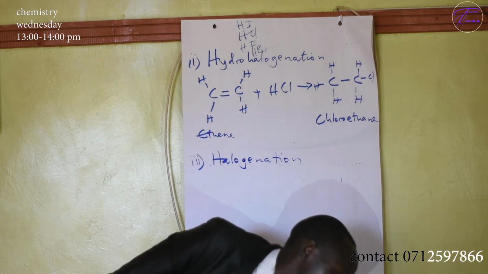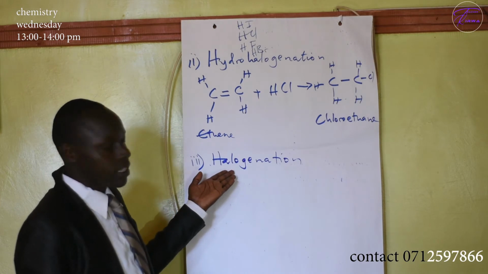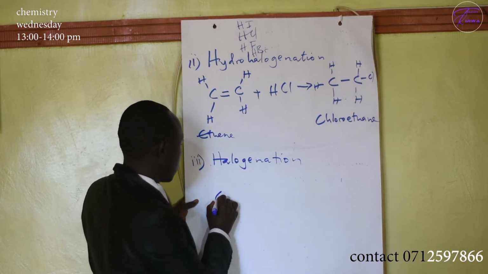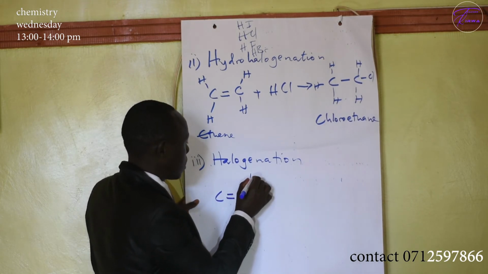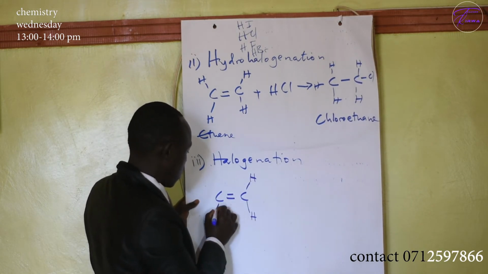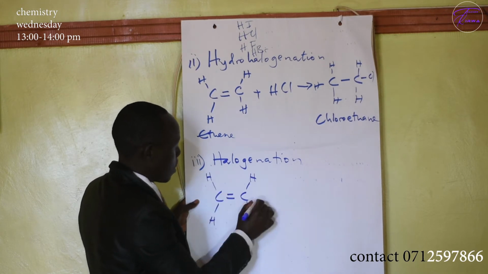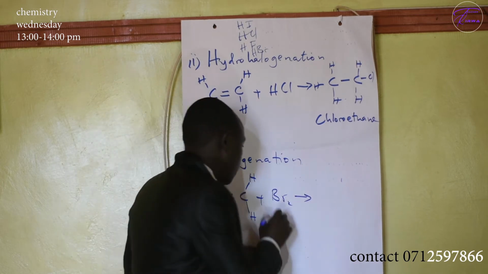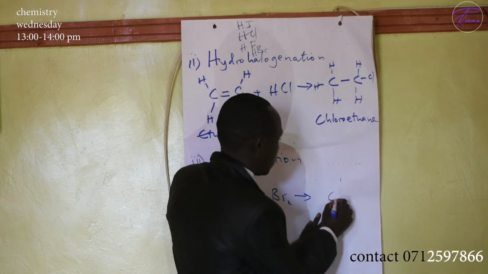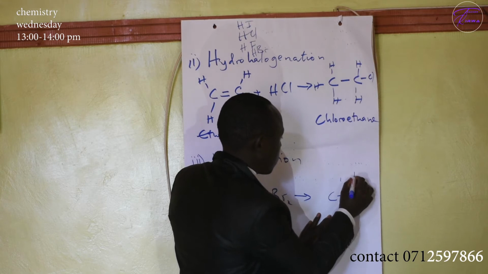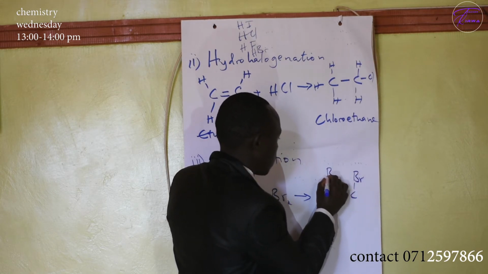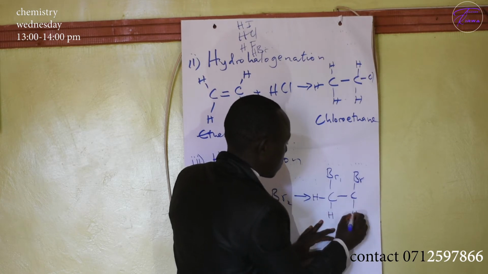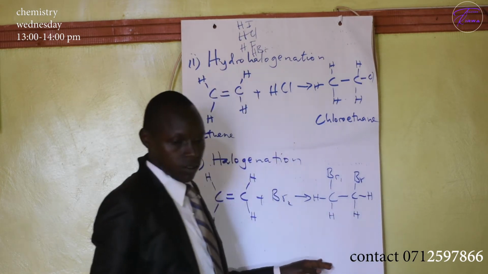Halogenation. Now, halogenation is also addition of a halogen. So if you had an alkene like this, and then you add maybe bromine gas, then that is what you will have.